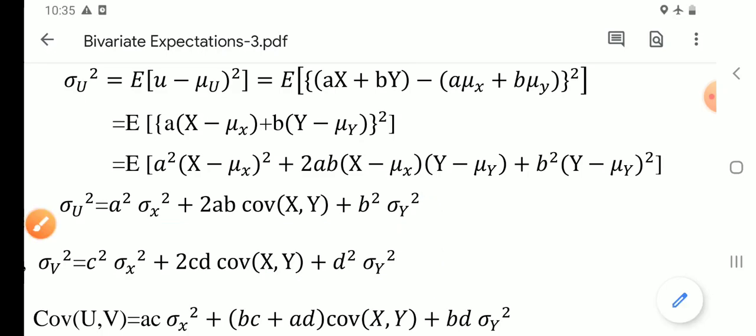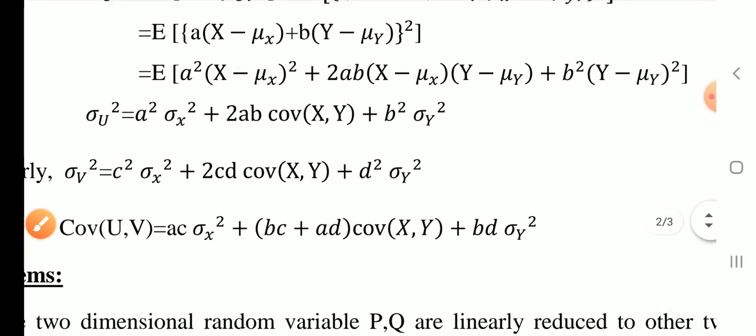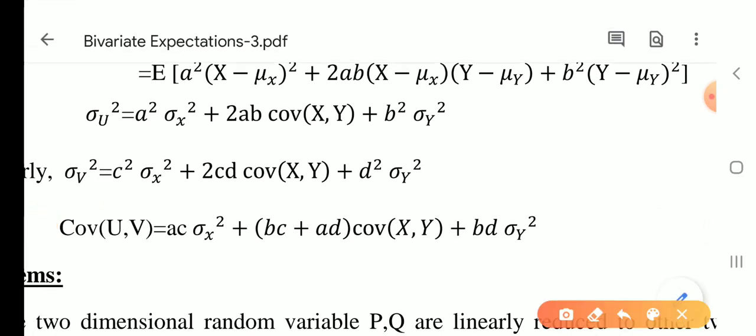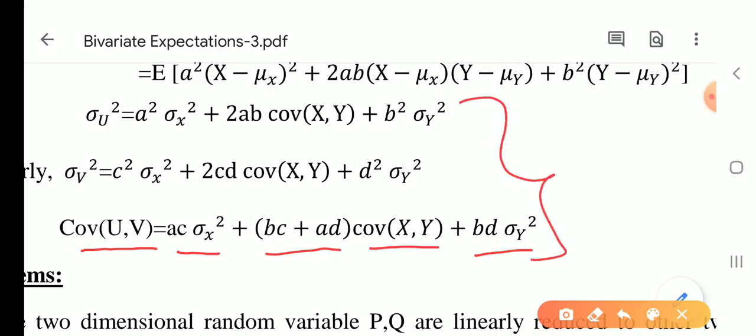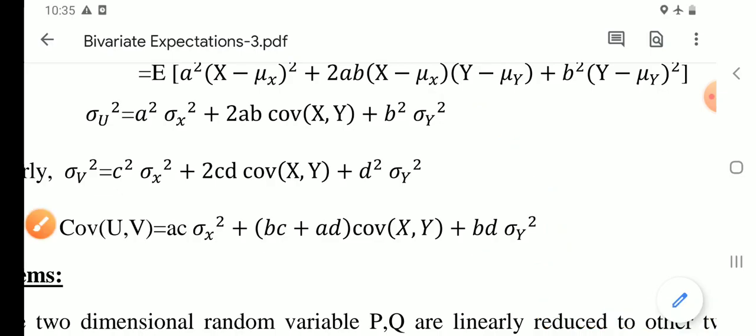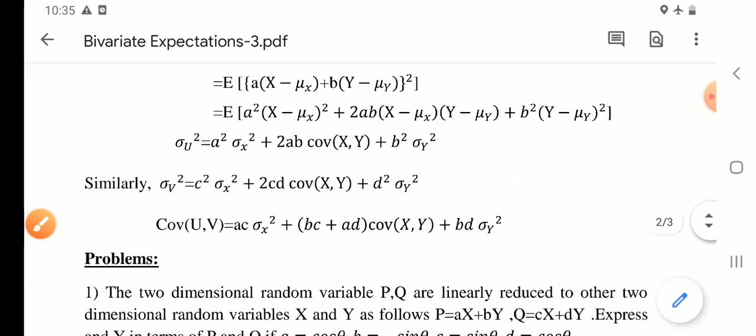So let us write the formula for the covariance of uv. I have written it directly here. Covariance of uv can be written as ac sigma x square plus bc plus ad into covariance of xy plus bd into sigma y square. So these three formulas you have to remember to solve problems in this bivariate transformation.